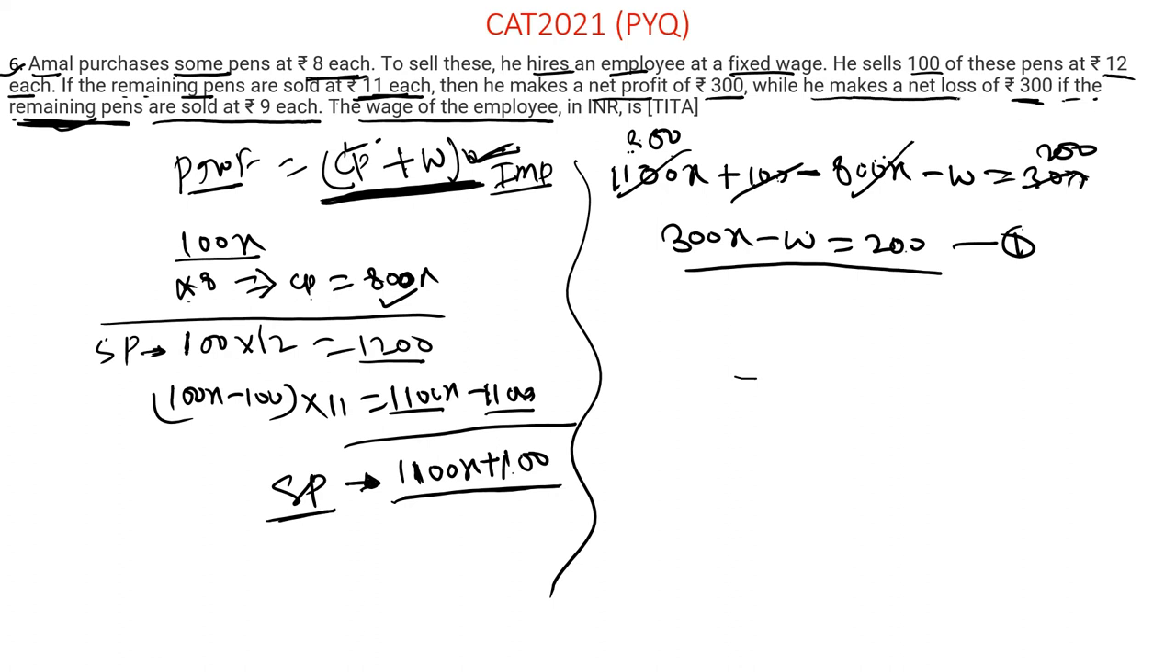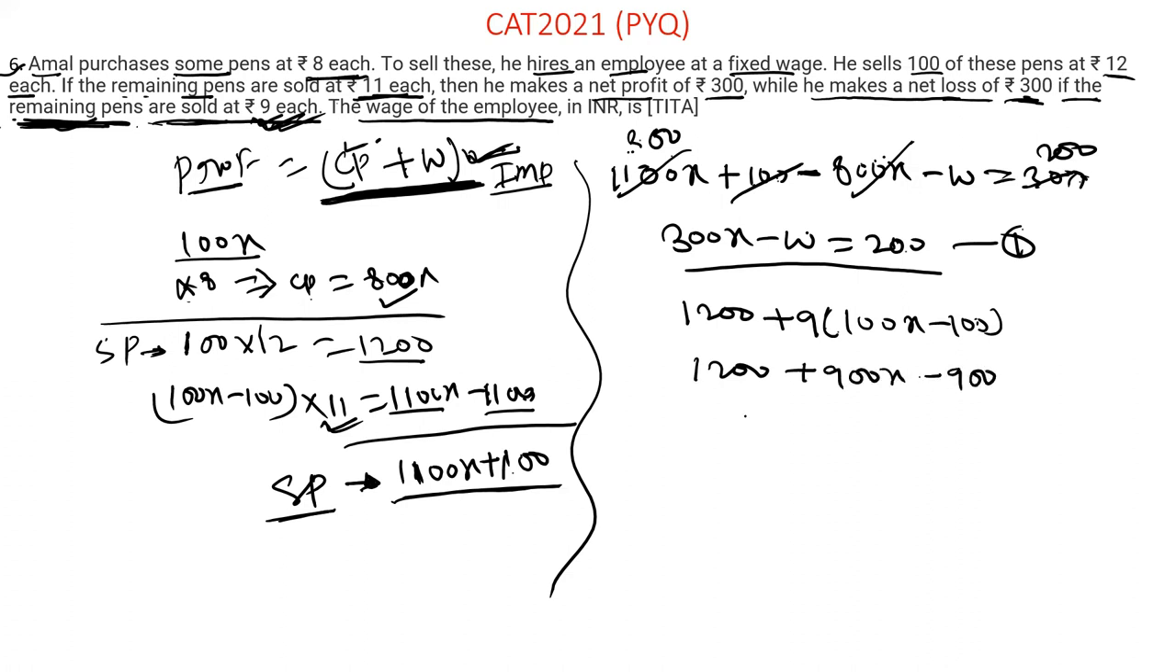Now he makes a net loss of 300 if the remaining pens are sold at 9 each. Instead of 11, he sold the remaining pens at 9 each. So our new selling price would be 1200 plus 9 into 100x minus 100. So 1200 plus 900x minus 900. So 900x plus 300. This is our total selling amount.